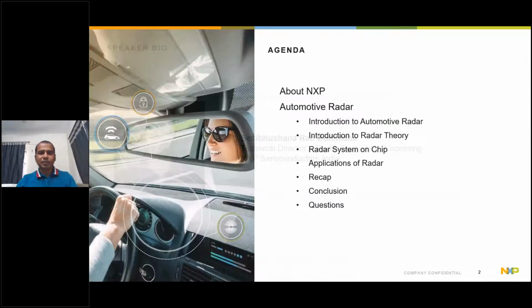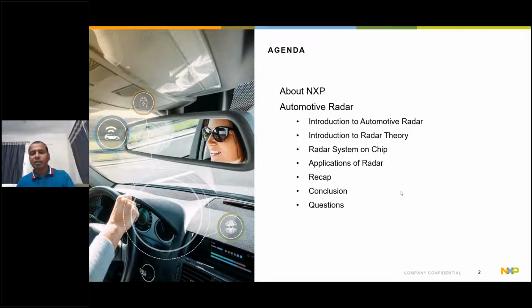Today, below are some of the topics I'm going to speak about. First, I will go through an introduction to automotive radar, and then a little bit of theory about radar, and how we implement a radar system in a system on chip, an IC, integrated circuit. Then we will move to the applications of radar, a recap and the conclusion, and then we will go for the questions.